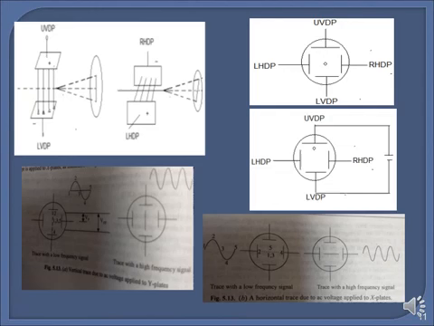So you see these are the two pairs of deflecting plates. UVDP means upper vertical deflecting plate and LVDP means lower vertical deflecting plate. These plates are mounted horizontally and the electric field produced between them is along the vertical direction. So when the electron beam passes through the vertical deflecting plates, it will be deflected vertically along the screen.